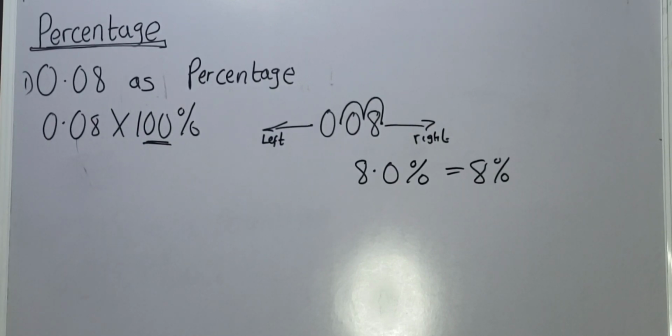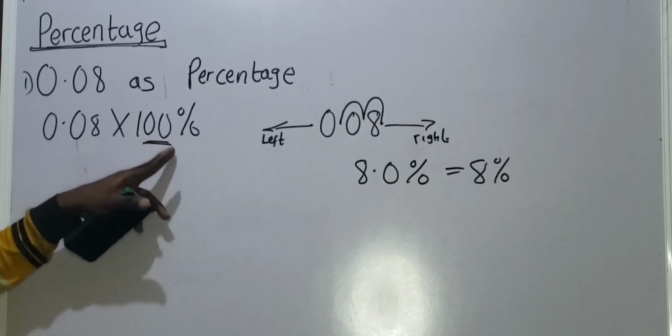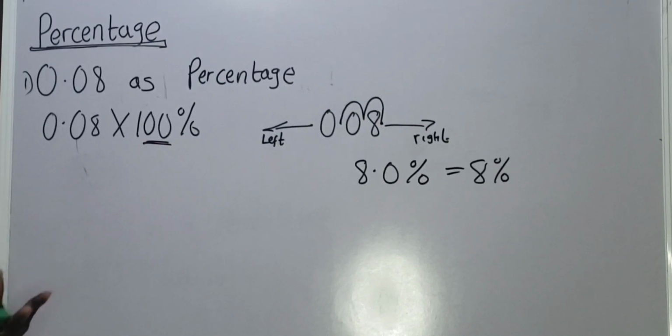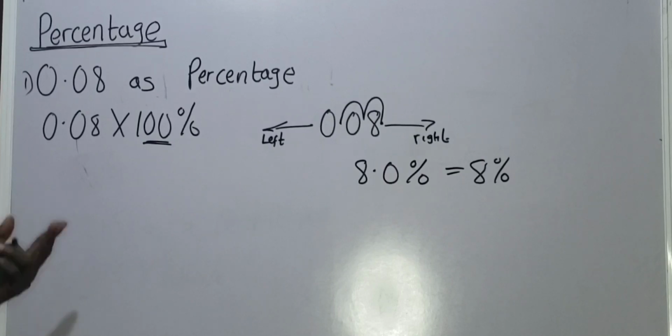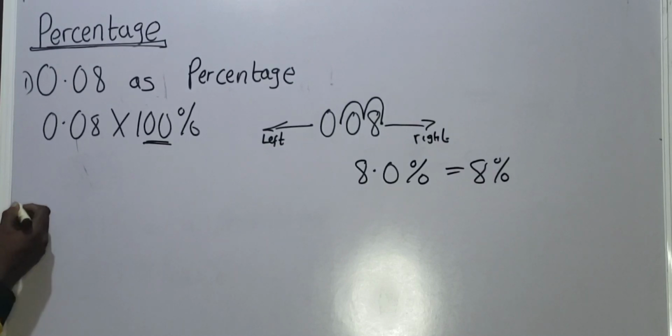When you are converting a decimal number to percentage, you are going to multiply by 100%, and you can do this without using a calculator by moving the decimal point of the decimal number 2 steps towards the right, and that's what I did here. Do you understand? So let's proceed to the second question.